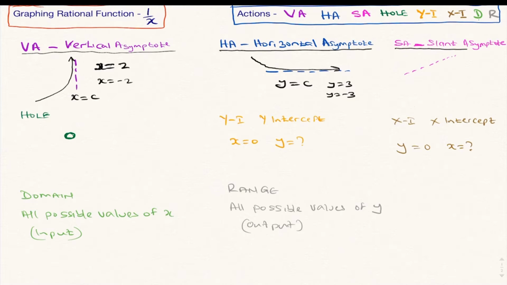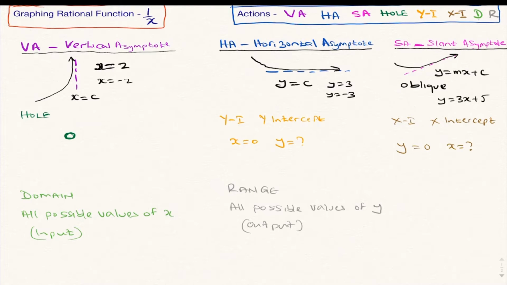Slant asymptote is the third one, which sometimes is called oblique asymptote. It's a line that the curve approaches but also never touches. The word slant means slope or gradient. Therefore, the equation for that is y equals mx plus c, where an example would be y equals 3x plus 5. And that's a slant asymptote or oblique asymptote.